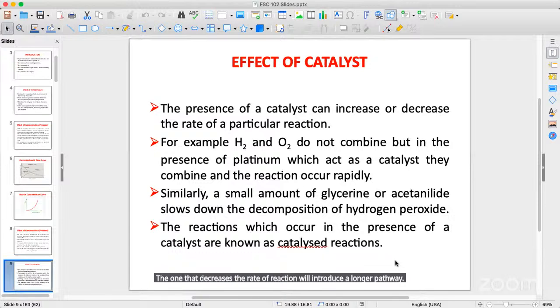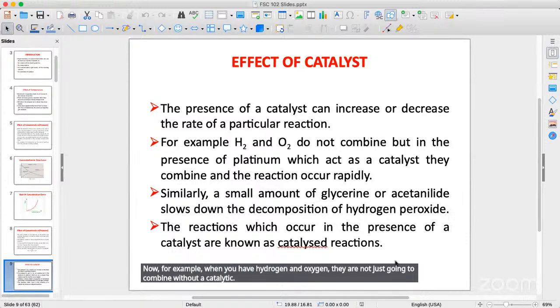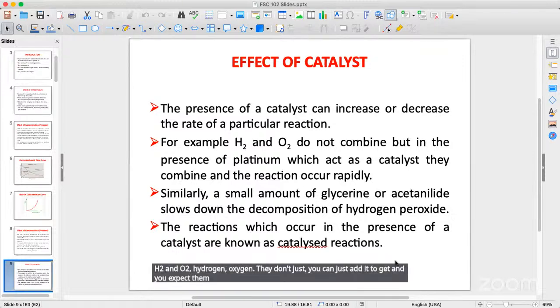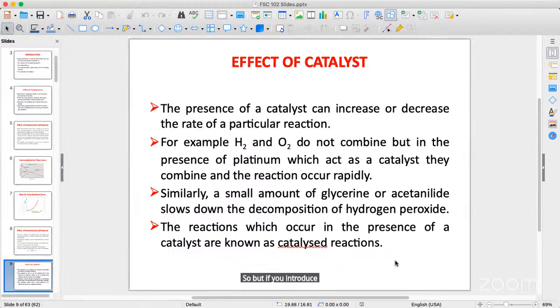Now, for example, when you have hydrogen and oxygen, they are not just going to combine without a catalyst. H2 and O2, you can't just have the two together and expect them to react, really. It's not the kind of thing you expect to be spontaneous. But if you introduce a platinum catalyst, they combine and the reaction is very rapid.